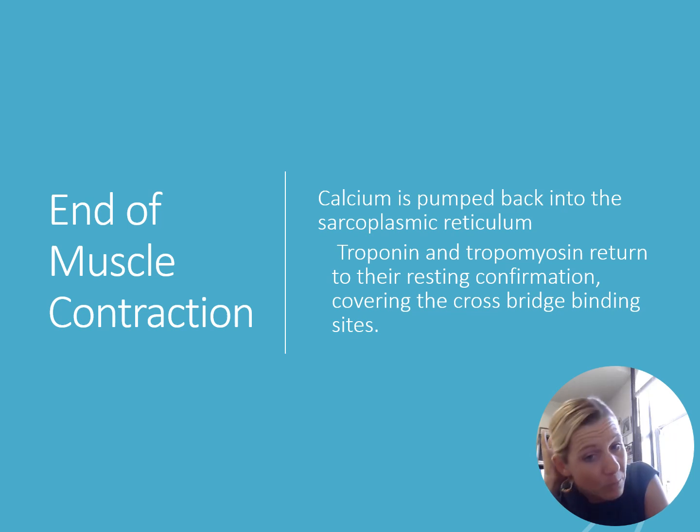Okay, so again, when muscle contraction is done, we're going to pump calcium back into the sarcoplasmic reticulum. Troponin and tropomyosin return to their resting configurations, and this will prevent that cross bridge cycling, or the binding of the myosin and actin with each other.